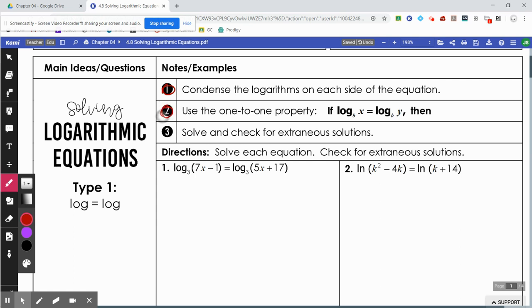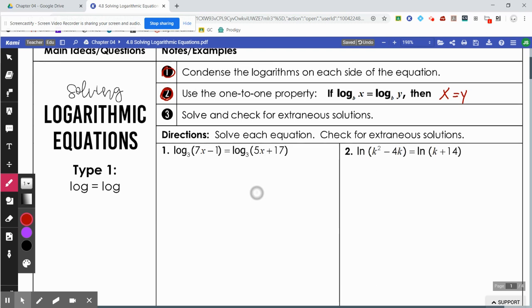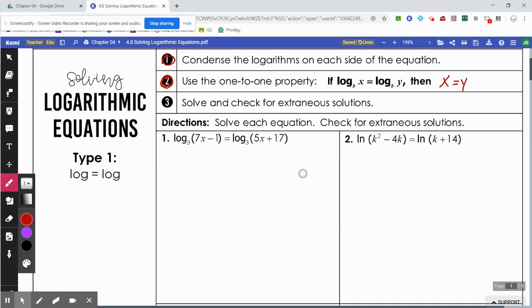Step number two, we're going to use that one-to-one property that if the log base b of x is the log base b of y, the only way that could be true is if x and y are the same. So we're going to mark out our logs and only worry about the arguments. Step number three, we're going to solve and check for extraneous solutions. And reminder that on step three, the way we're going to check for that: you cannot take the log of 0. You cannot take the log of a negative. Anytime that you plug back in and you have the log of a 0 or the log of a negative, we're going to have to throw that answer out.